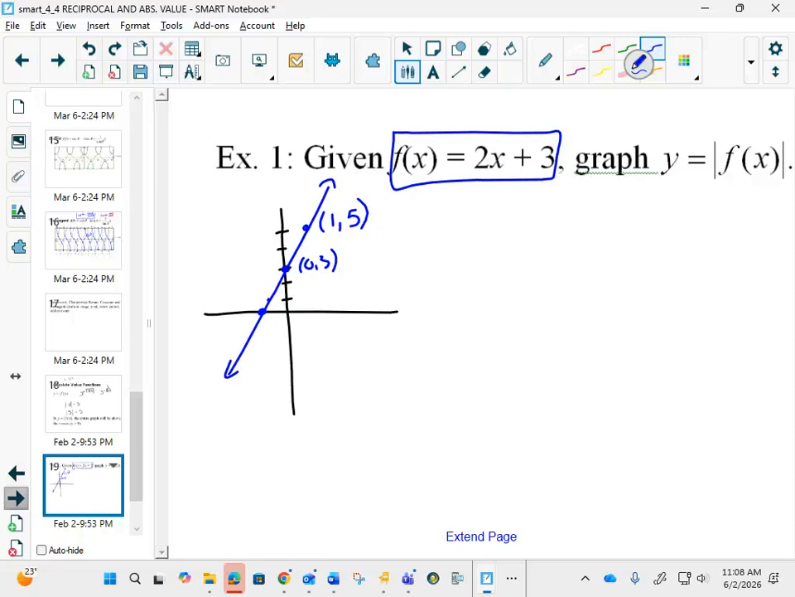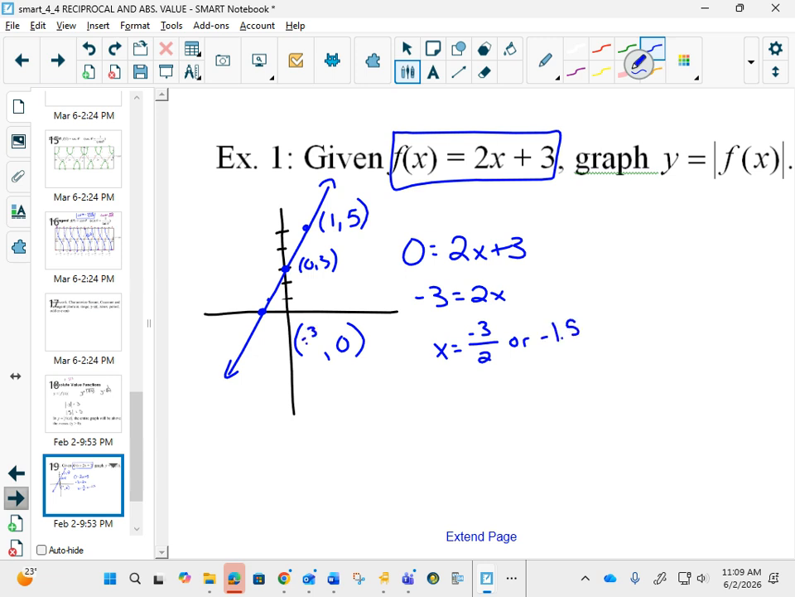And so how do I find this x-intercept? It's going to be something comma 0. I could algebraically plug in 0 for y and solve. That means move the 3 over, divide by 2. So I'd get negative 3 over 2 comma 0.